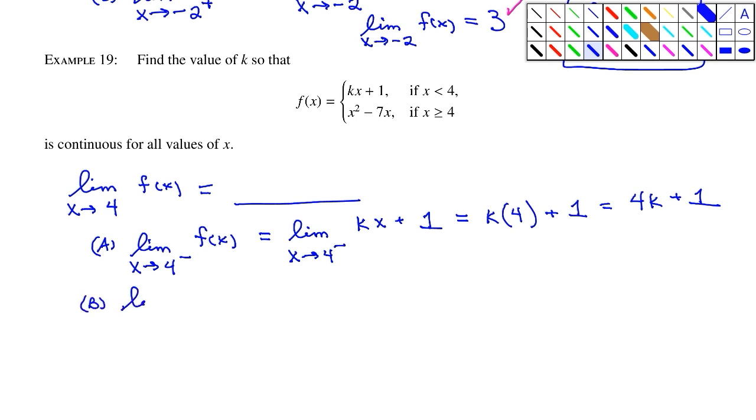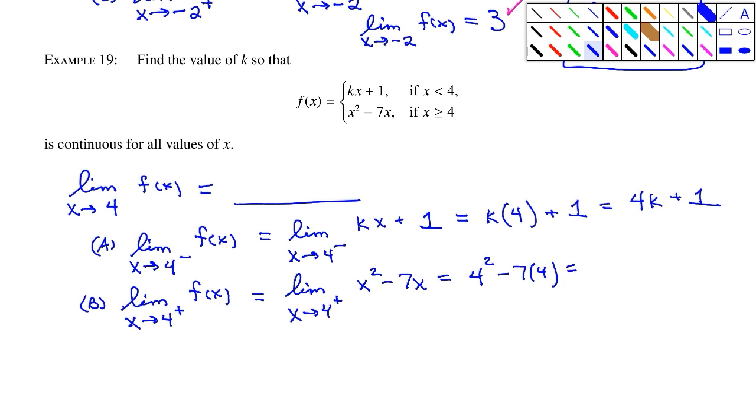And then b is going to be the limit as x approaches 4 from the right of f of x. The right side function is the one on the bottom, so it's x squared minus 7x. We just plug in the 4 there, so it's 4 squared minus 7 times 4, and that would be negative 12. Now, how does that help me? I have the left limit equal to 4k plus 1, and the right limit equal to negative 12.